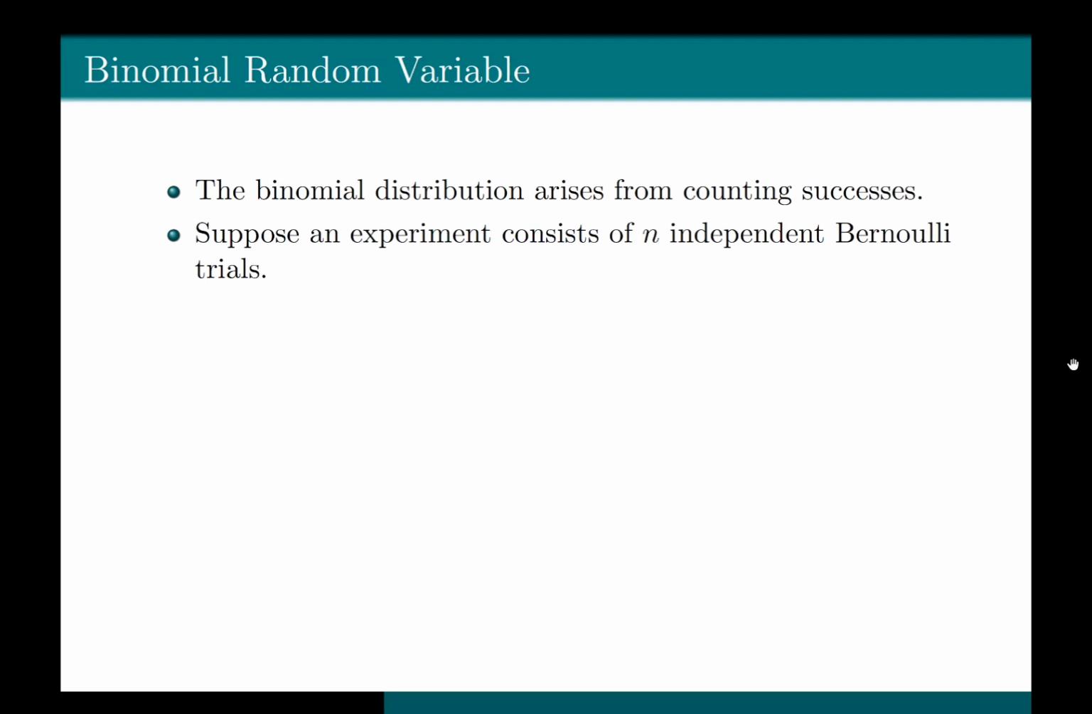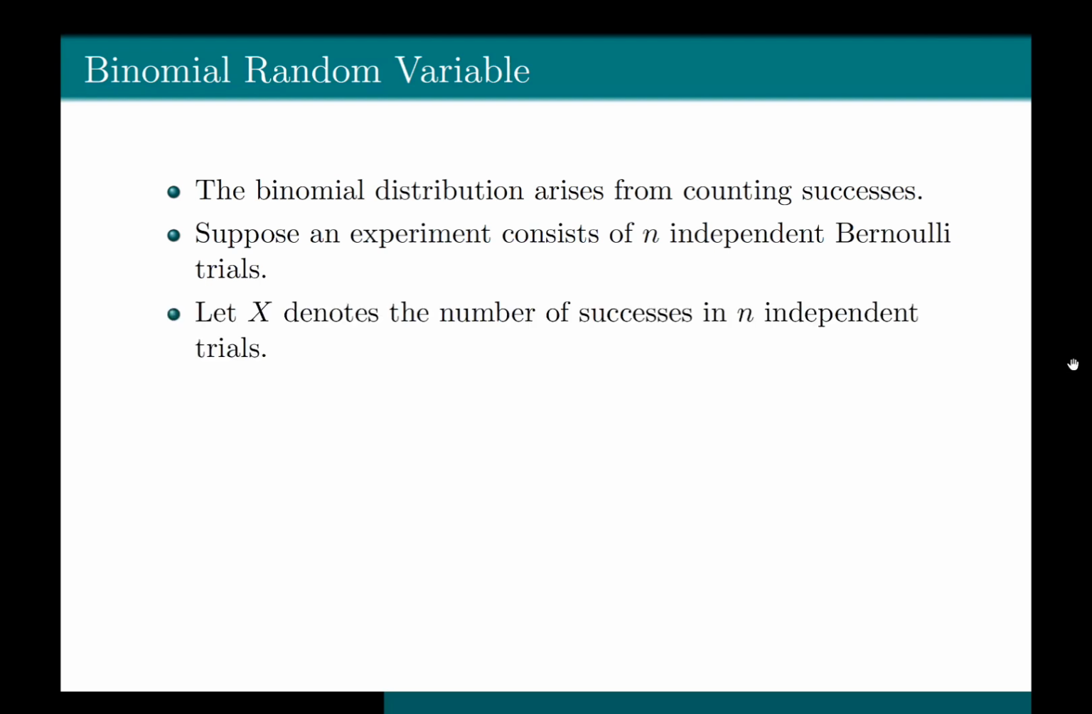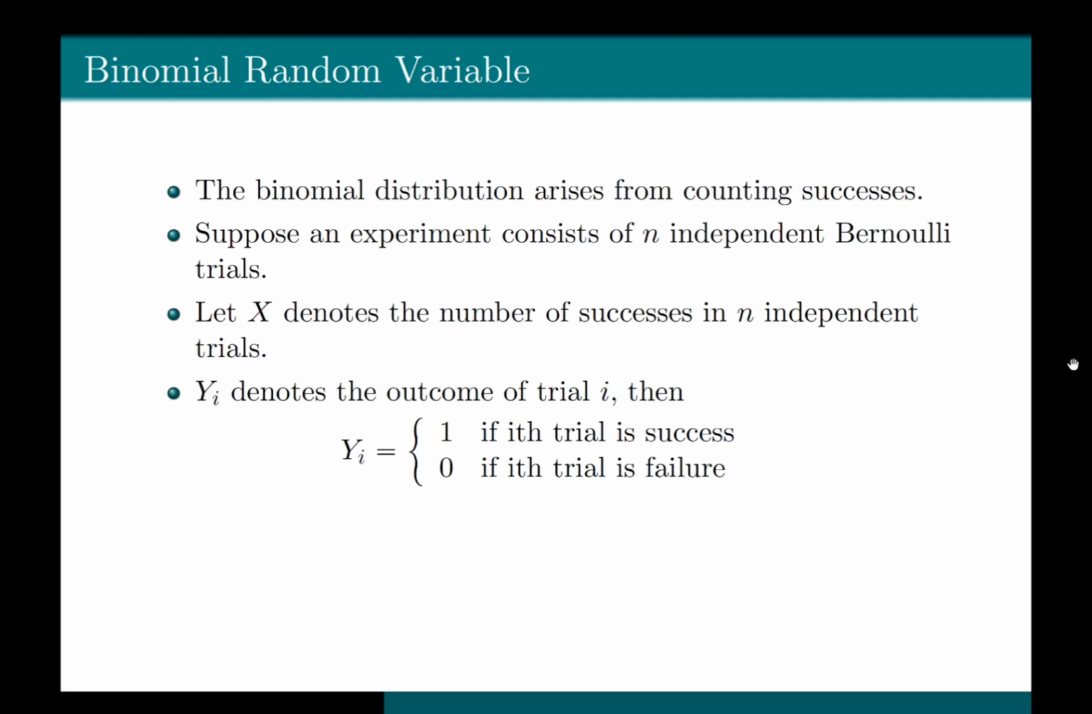Suppose an experiment consists of n independent Bernoulli trials. Let X denote the number of successes in n independent trials, and Yi denote the outcome of trial i. And remember, all these trials are Bernoulli trials, so we have only two possible outcomes, either a success or a failure. We assign value 1 if the ith trial is a success, and value 0 if the ith trial is a failure. X denotes the number of successes, so X can be written as the sum of all the Yi's from 1 to n.